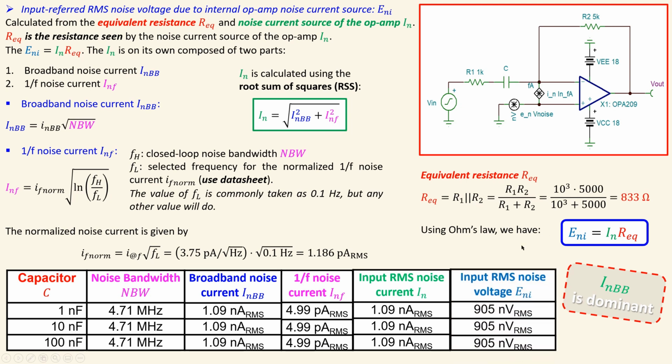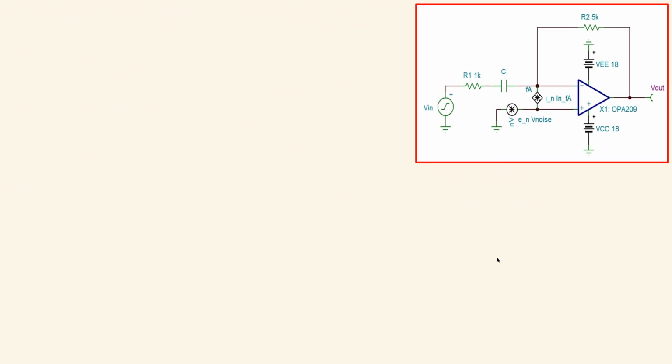So then we have the following. We have approximately 905 nanovolts RMS, and it will be the same for each capacitor. Okay, that's then for the second part of this analysis for my input referred RMS noise voltage in total.